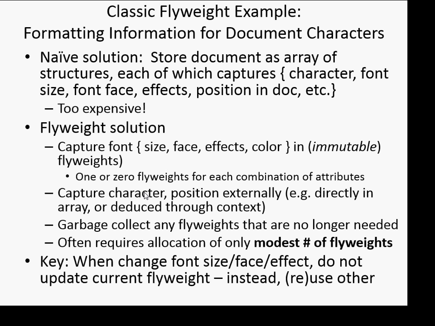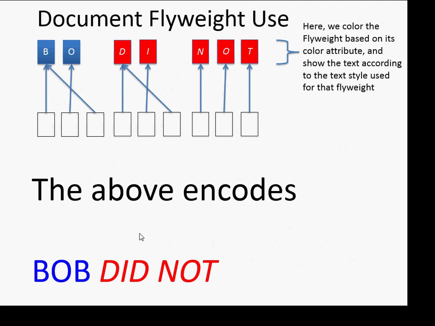Okay. So while this may have a huge number of different positions in the document, we only require a modest number of flyweights associated with this. Okay. And if you change the size, the font, etc., you're not going to be updating the current flyweight. You're not going to be updating one of these. These are immutable. Instead, you'll be simply moving your reference to another one, if needed, allocating another one, and potentially the one that you referred to before will be garbage collected if nothing's needed. Okay? So here we make use of a modest number of flyweights.